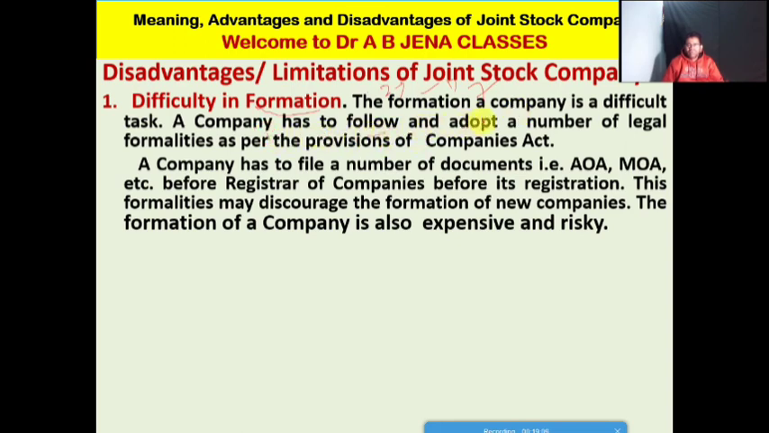A company has to follow and adopt a number of legal formalities as per the provisions of the Indian Companies Act 2013. A company has to file a number of documents, that is the AOA, Articles of Association, MOA, Memorandum of Association, and other documents. Friends, I have already posted 3 separate videos, one for Articles of Association, another for Memorandum of Association, and another on the basic difference between the Articles of Association and the Memorandum of Association. So kindly go through the posted videos and you will know more. Before registration of the company, these formalities may discourage the formation of a new company, and the formation of a company is also expensive and a risk.